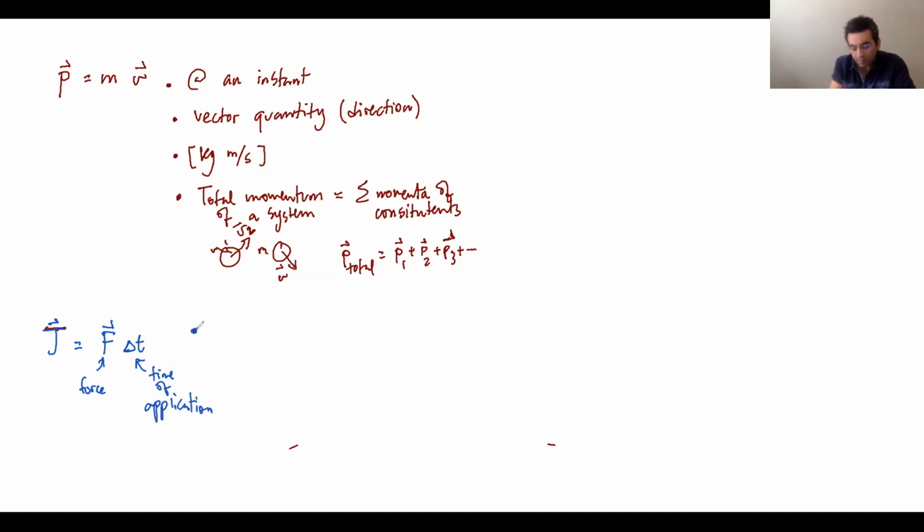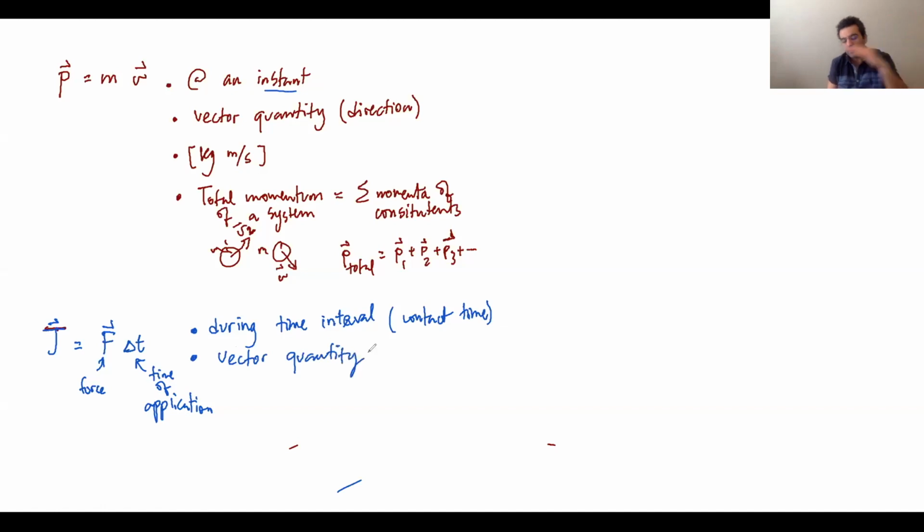So this takes time, during a particular time interval. That's why sometimes we call it contact time, or time of contact. So the impulse happens during a time interval. The momentum was instantaneous, but the impulse happens over time. This is a quantity that you calculate over time. It's also a vector quantity, so the direction matters: to the left, to the right, up, down, front, back. The direction of the force is the direction of the impulse.